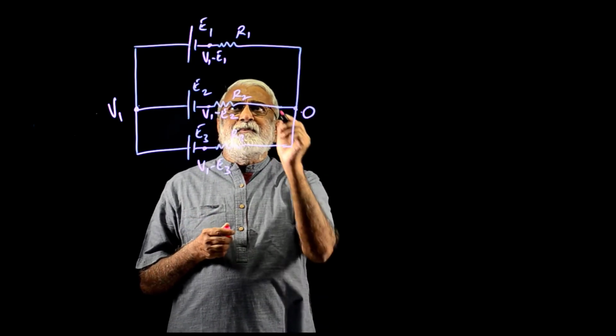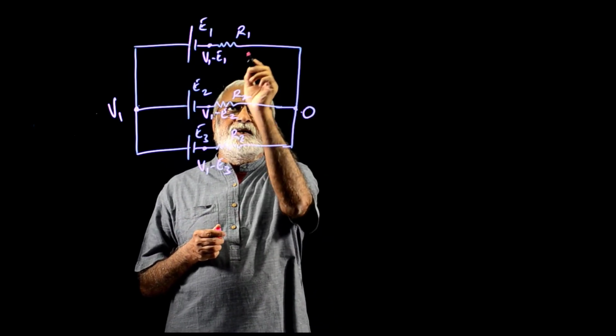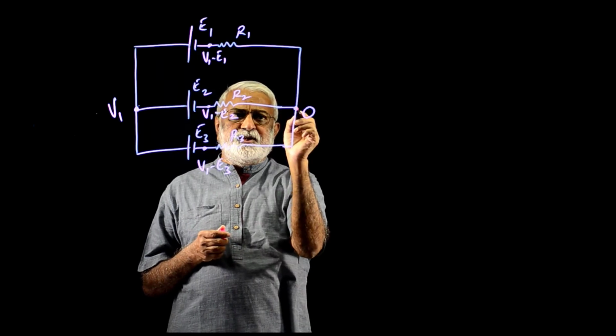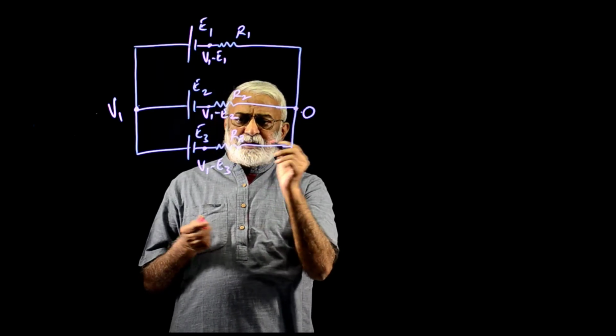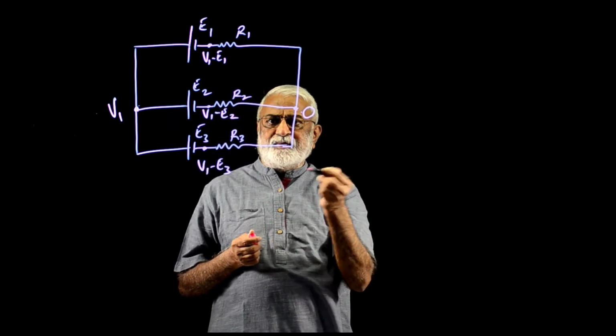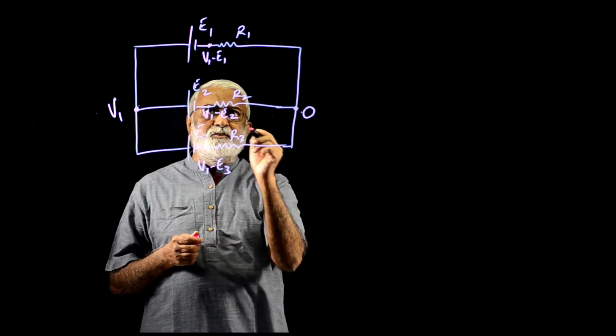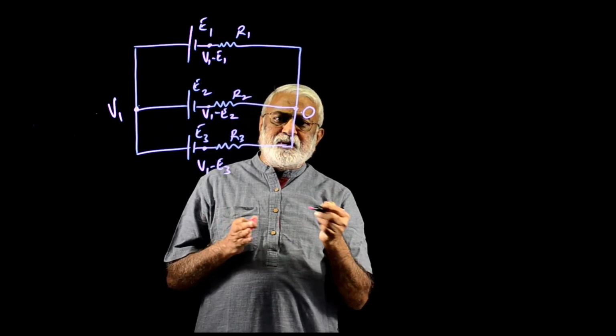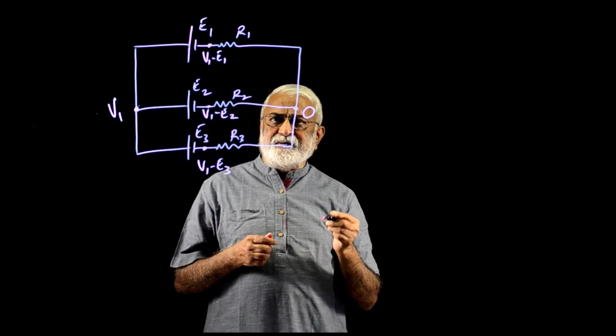Just for the sake of symmetry, let's assume currents are all towards this junction. They couldn't be. All the currents cannot be towards the junction; at least one of them must be away from the junction. But let's assume that, and on solving, one of the currents will turn out to be negative.